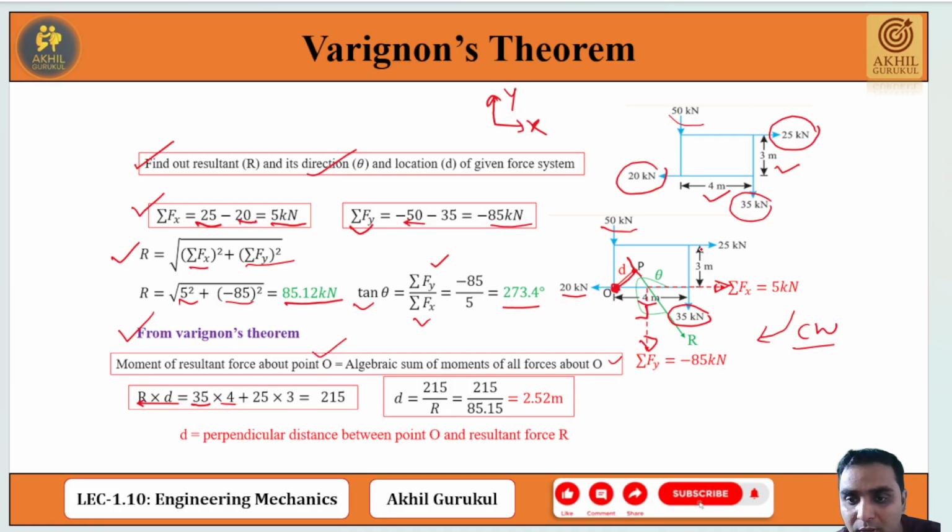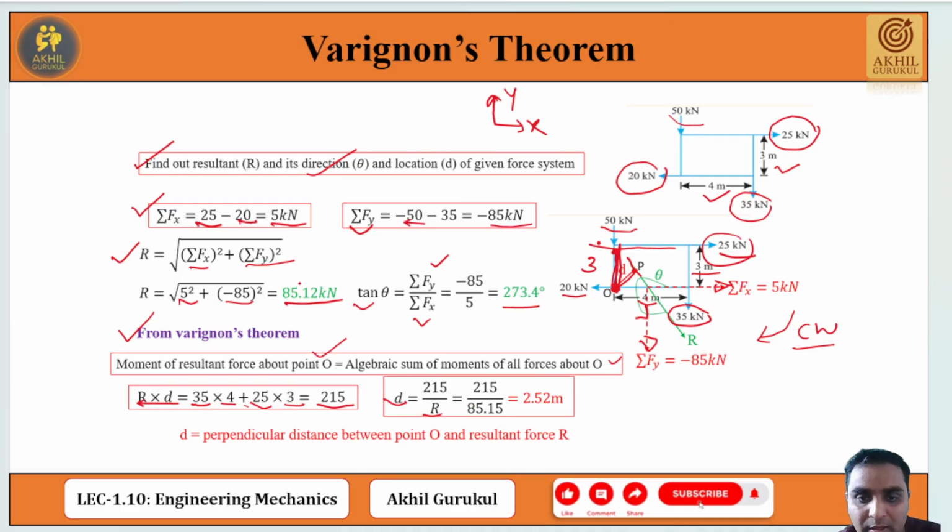Plus moment of 25 kilonewton about point O. So force into perpendicular distance from the O. So perpendicular distance from the O is 3 meter. So force into distance, 25 into 3. So net moment of all forces is 215. From this equation, D equals 215 divided by resultant.